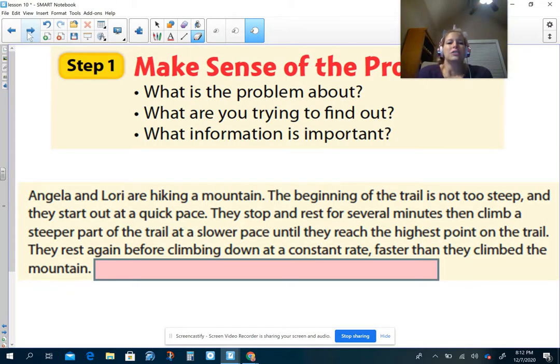Okay, so let's look at our situation. Get your notebook ready and your pencil ready. Angela and Laurie are hiking up a mountain. The beginning of the trail is not too steep, and they start off at a quick pace. They stop and rest for several minutes, then climb to a steeper part of the trail at a slower pace until they reach the highest point of the trail. They rest again before climbing down at a constant rate, faster than they climbed the mountain.